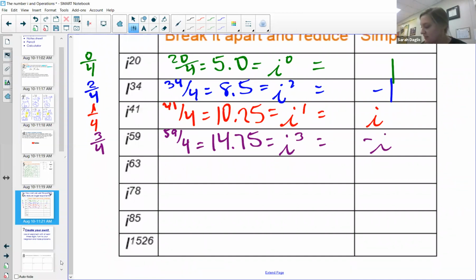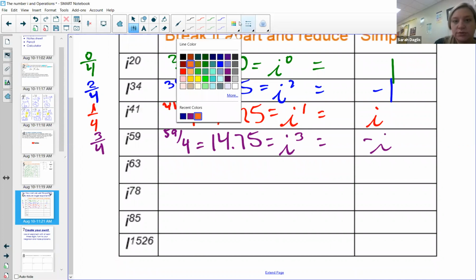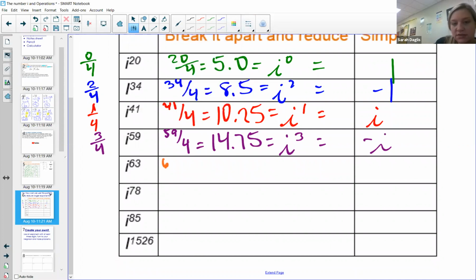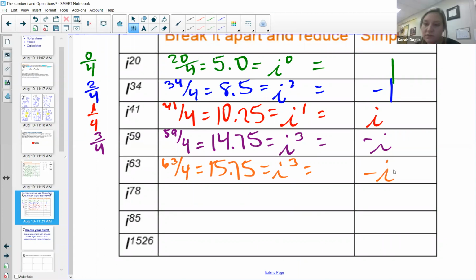All right, if we do 63 divided by 4, that gives me 15.75. There's my 0.75 again, so I know that's going to be the power of 3, which is negative i. Woo. That is not a pretty i. There we go.